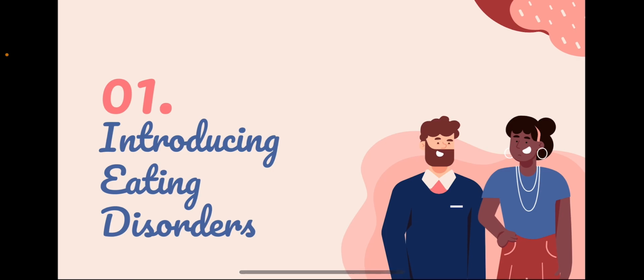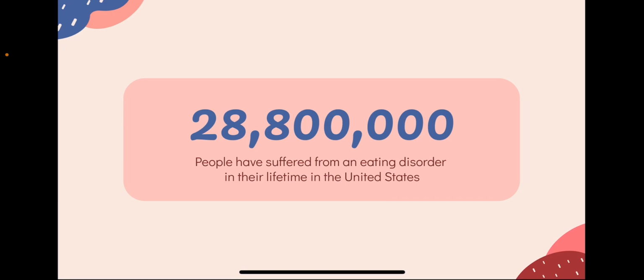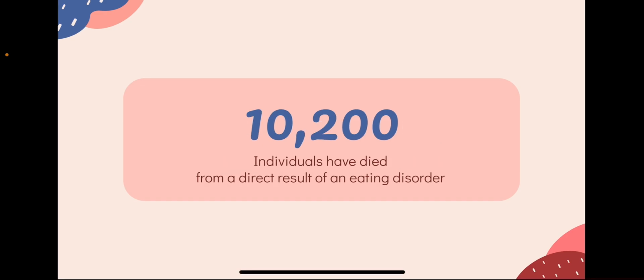Section 1, introducing eating disorders. What are eating disorders? In short, eating disorders are defined as psychological disorders that are determined by abnormal or disturbed eating habits. 28,800,000 people have suffered from an eating disorder in their lifetime in the United States. 10,200 individuals have died as a direct result of an eating disorder.